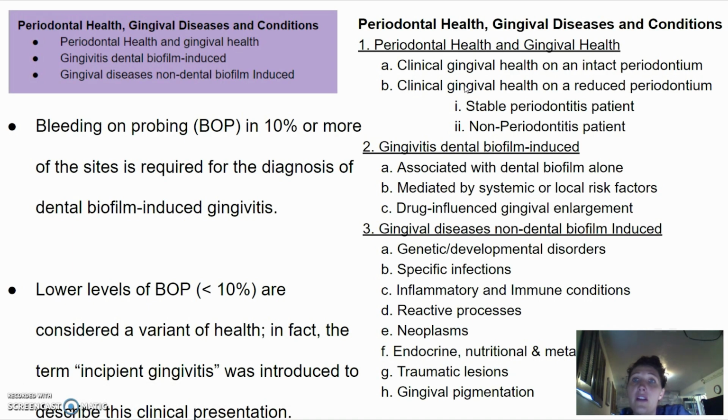But some interesting things as well on this is that you also have clinical gingival health on a reduced periodontium. So this could be a stable periodontitis patient. So maybe they've been coming in for perio maintenance for a long time. They still have bone loss, but they're stable. Or they could have a reduced periodontium and be a non-periodontitis patient. So maybe those with recession.